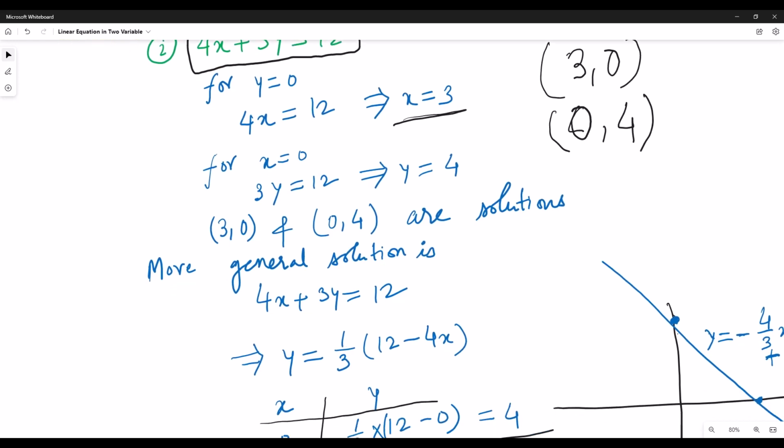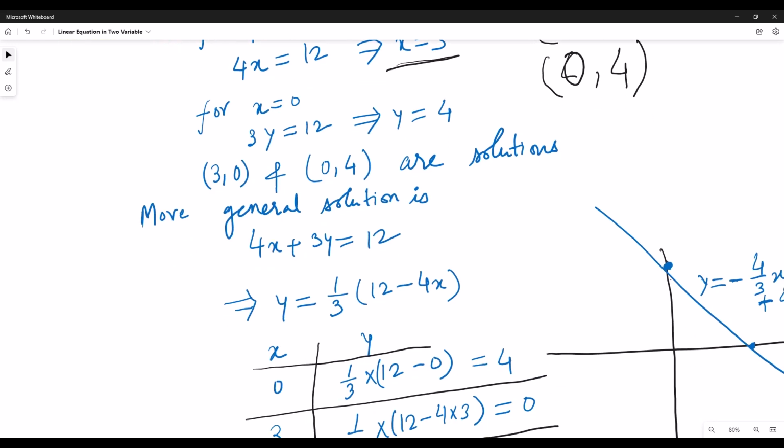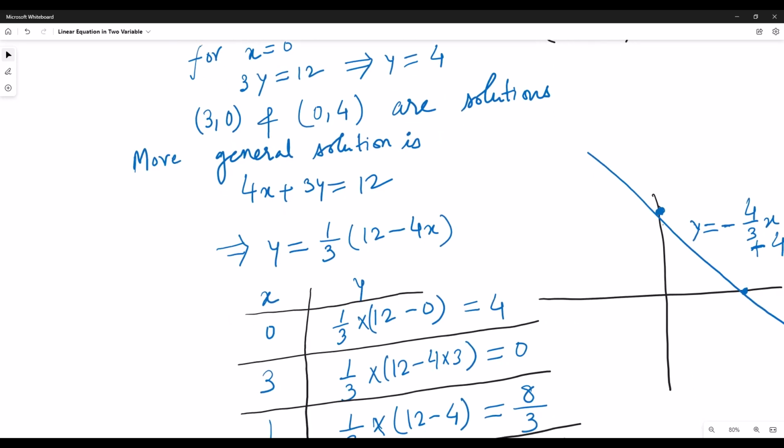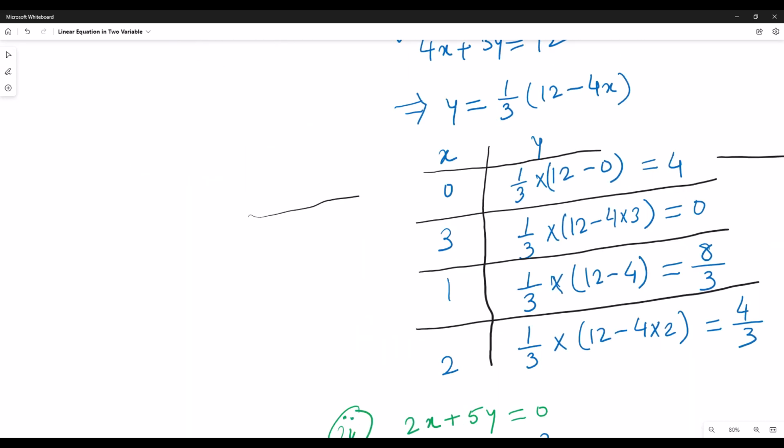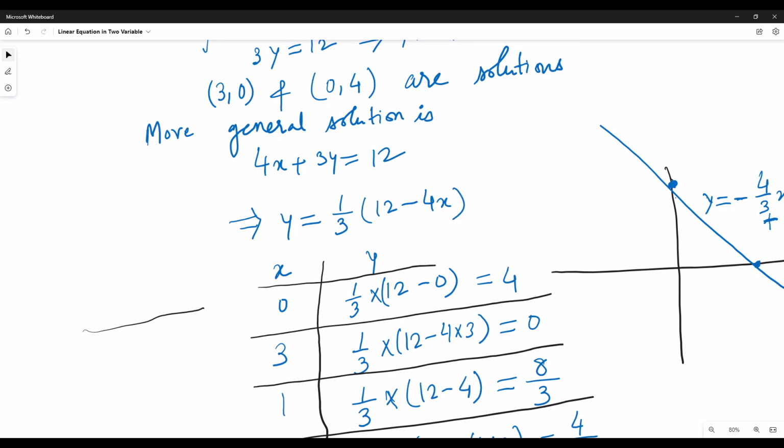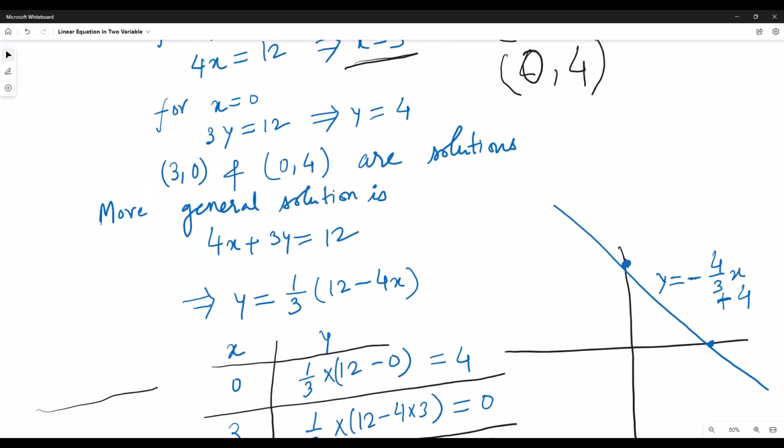3, 0 and 0 for solutions. More general solutions are 4x plus 3y equals 0. So an easy way is to put one of them as 0. Then you will get one other solution. So at least 2 can be found very easily, very quickly.